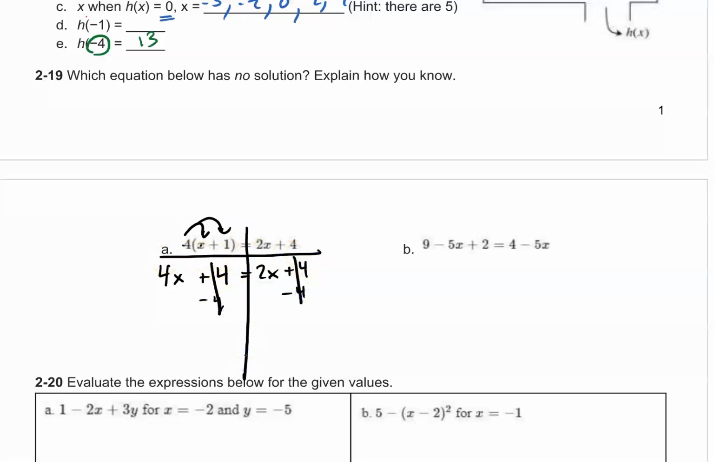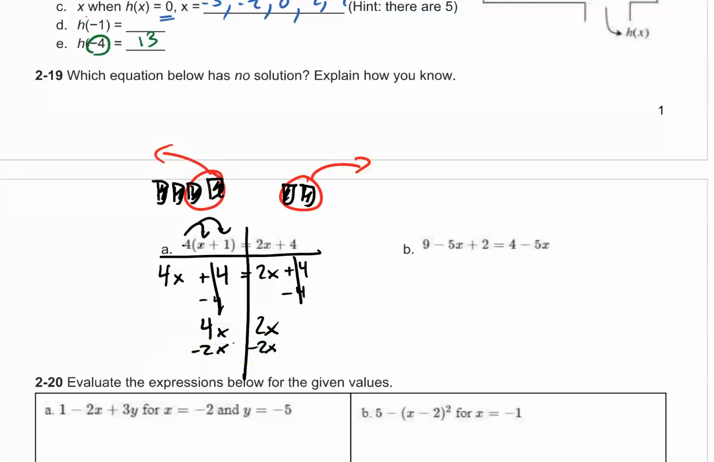Let me make a little table. So we're just going to have 4x and 2x. Now, if you're thinking about tiles, think about it like this. We've got 2x tiles on the left, and we've got 4x tiles on the right. So what we can do is remove the same amount of tiles from each side. Remove the same amount of tiles from each side. And so on the right-hand side, there'd be nothing left. 0. On the left-hand side, we'd still have 2x.